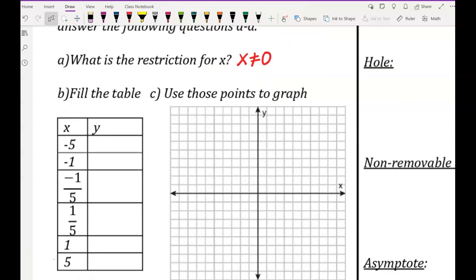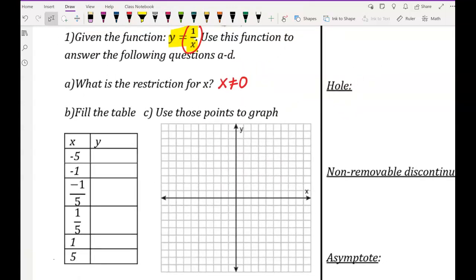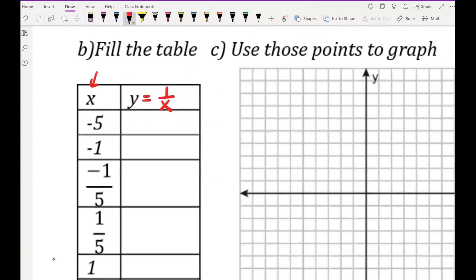Part B said fill in the table. Remember, our equation is still y equals 1 over x, okay? Fill in the table. So when x is -5, y equals 1 divided by -5. So every time we see an x, we plug in all of these x values that I'm giving you here. So that should be -1/5. Oh, that looks kind of ugly, so let me make it fatter. -1/5. When x is -1, 1 divided by -1 is -1.